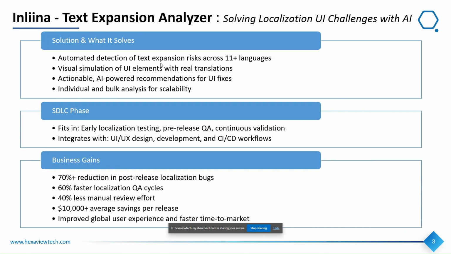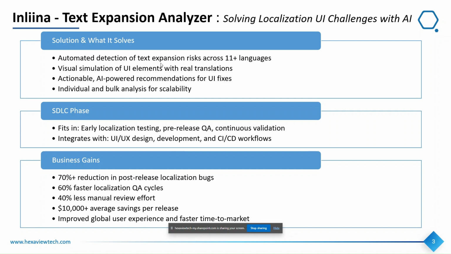Inliina solves this by automating the entire process. Our tool detects text expansion risks across more than 11 languages, simulates how real translations will look in your UI, and provides actionable AI-powered recommendations for fixing any layout issues before your users ever see them. You can analyze both individual strings and bulk sets, making it scalable for any project size. This fits perfectly in the early localization testing phase, pre-release QA, and even continuous validation. It integrates seamlessly with your UI/UX design, development, and CI/CD workflows, ensuring that localization quality is built in from the start.